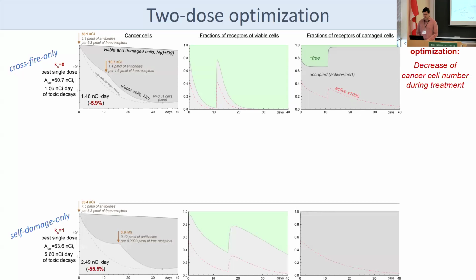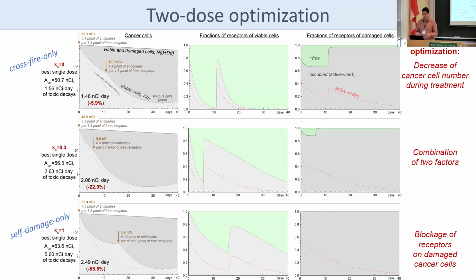When self-damage dominates, the decrease in toxicity can be much more prominent. So in this example, it is decreased more than 2 times. The main factor allowing optimization here is the blockage of receptors on damaged cancer cells by the first dose, which exceeds cancer binding capacity. And as I told previously, in this situation, the radioconjugates will be redirected to still viable cells, which represents an effective method for increasing treatment efficacy with the use of short-range particles. And when both crossfire and self-damage dominate, then the optimal treatment represents a compromise between the two factors.